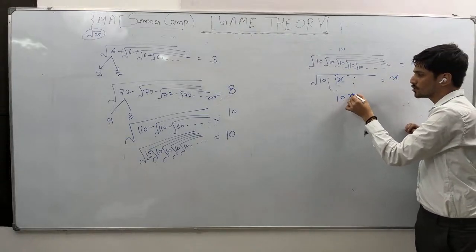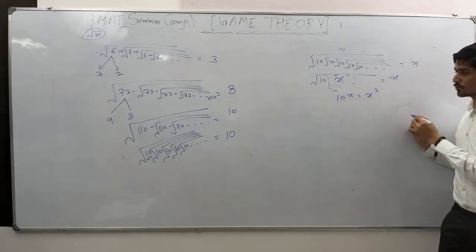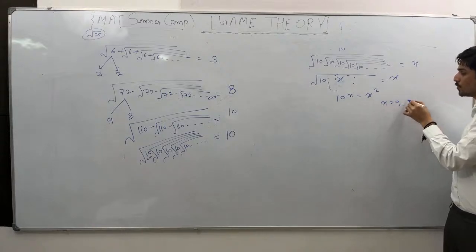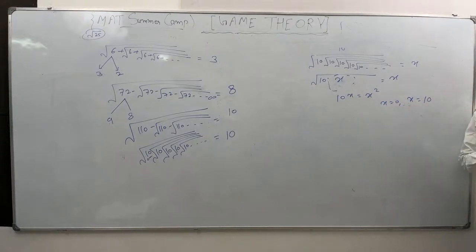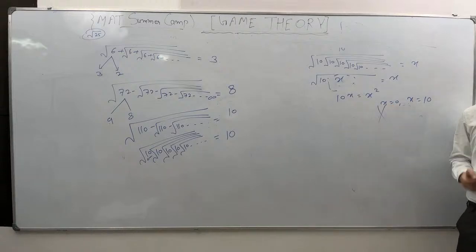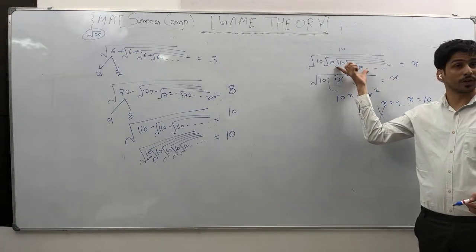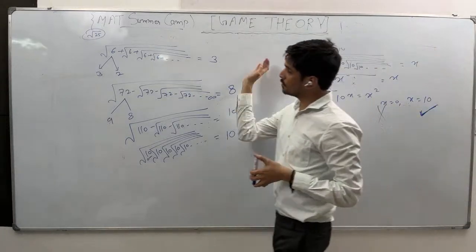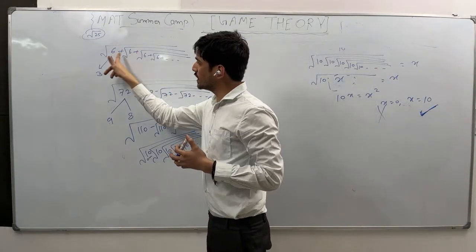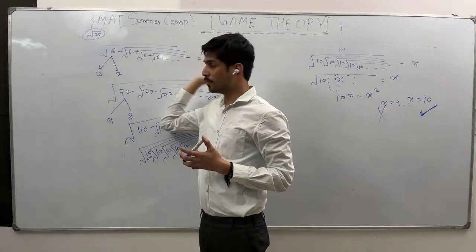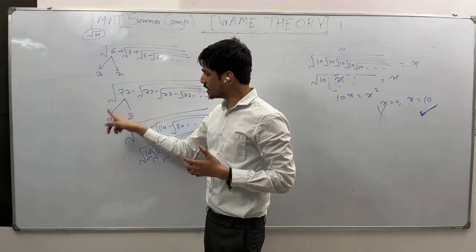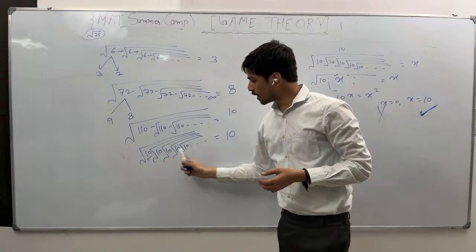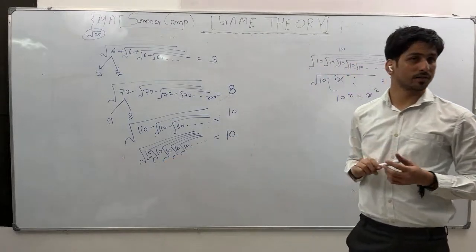So if I square both sides, I'll get 10x equal to x square. From here I'll get two values: x equal to 0 and x equal to 10. But 0 cannot be my answer because this number is positive. So my answer will be 10. Clear? So if you have an embedded square root like this and a plus sign is there, then the greatest factor will be the answer. If minus is there, then the least number will be the answer. If all are multiplied, then the answer will be 10.